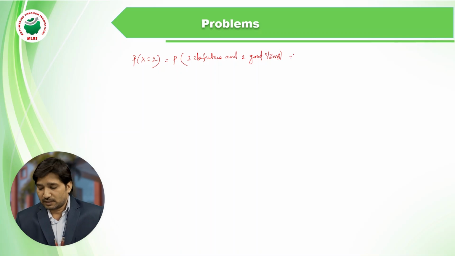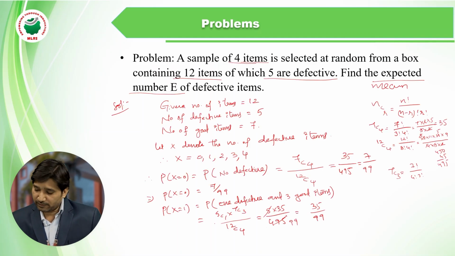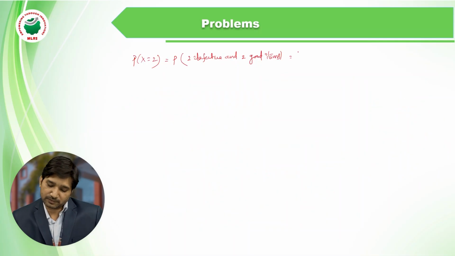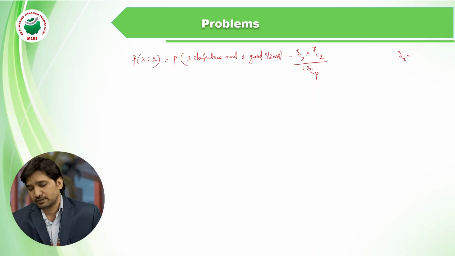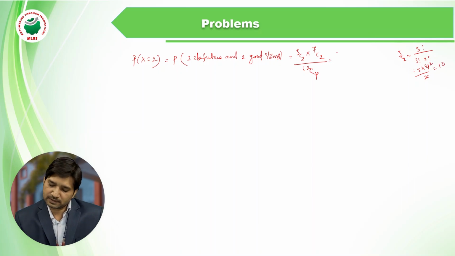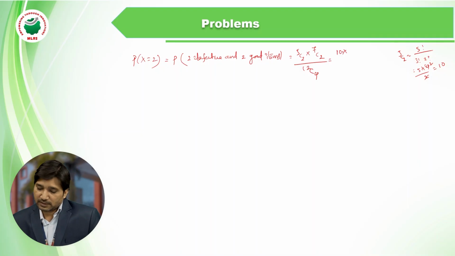This can be written as: already the defective items are 5, so we write 5C2. Good items are 7, so we write 7C2, divided by 12C4. The value of 5C2: 5C2 means 5 factorial by (5 minus 2) 3 factorial into 2 factorial. 5 into 4, 3 cancels, by 2. 2 ones are 2, 2 twos are 4. That is 10. Yes, this is 10 into, what about 7C2?